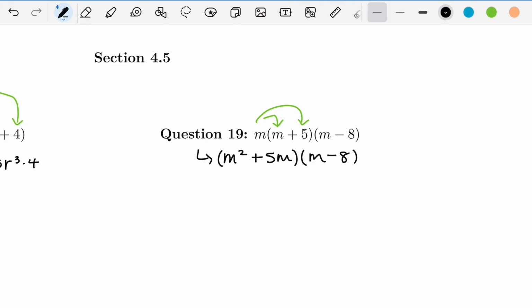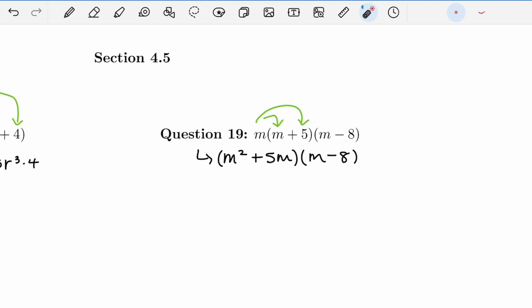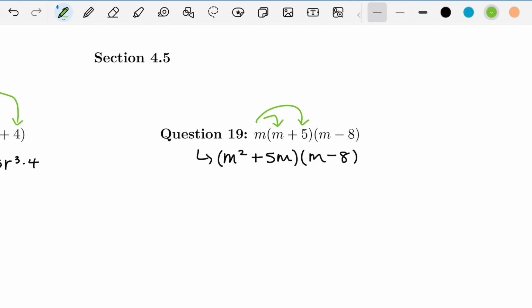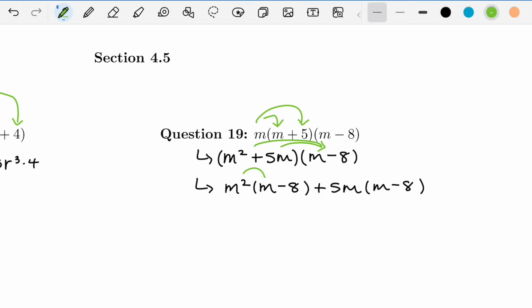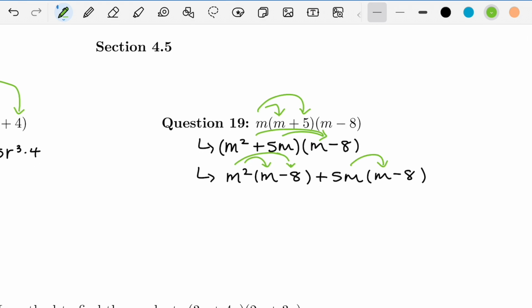Now from here, both terms inside of our first binomial are being multiplied by this binomial. So this m squared is going to be multiplied by it, and so is this 5m. So we can rewrite this as m squared times our binomial plus 5m times our binomial. This is one way that we can multiply these two, and we'll actually see another method in the next example. So from here, we can distribute this m squared to both terms inside of our parentheses, and we'll do the same thing for this 5m.